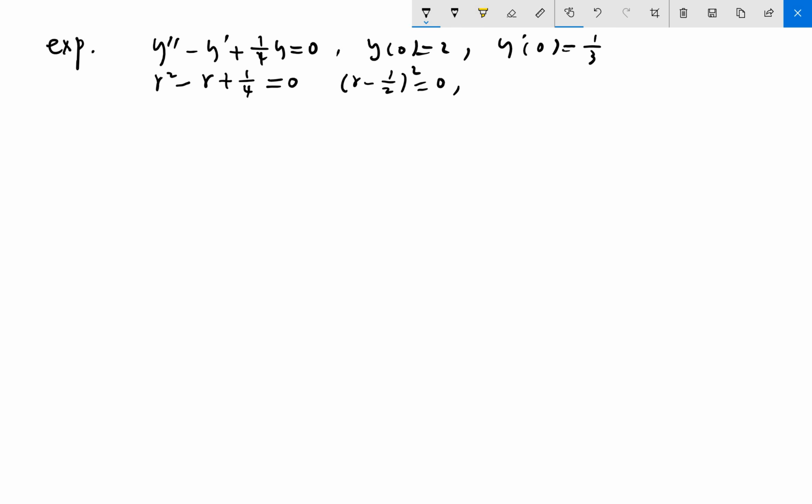If you cannot see that, you can always use the quadratic formula. Minus b here is 1, so you get 1 plus or minus the square root of b squared, which is negative 1 squared, then minus 4 times 1 times 1/4, over 2 times 1. So 1 minus 1 gives you 0, and you get 1/2. So 1/2 is your repeated root.